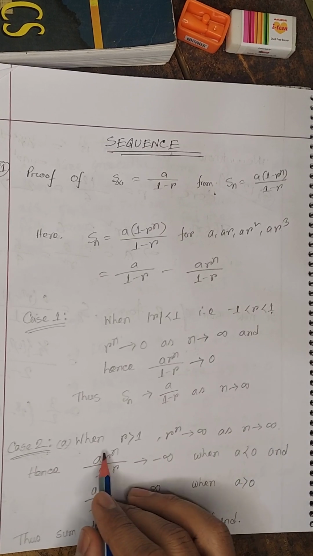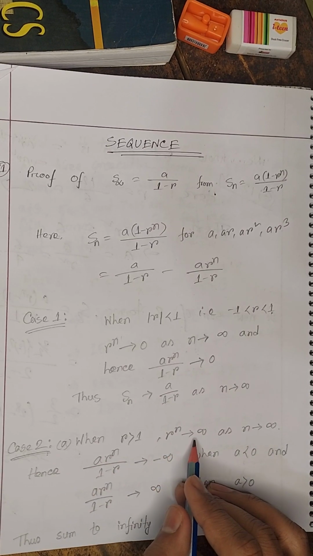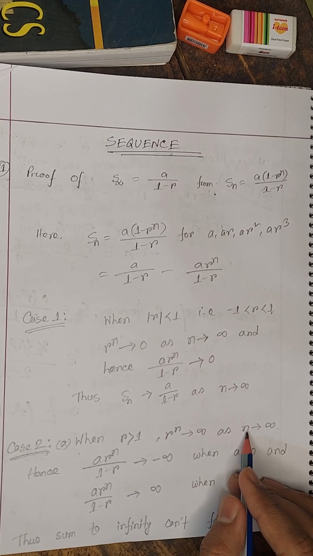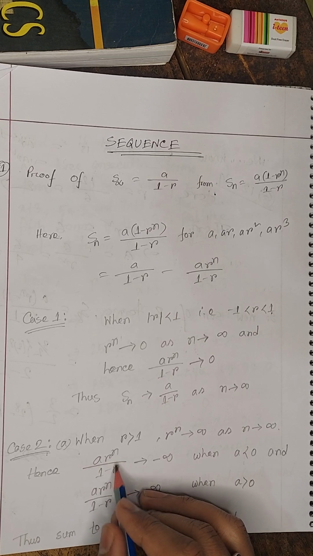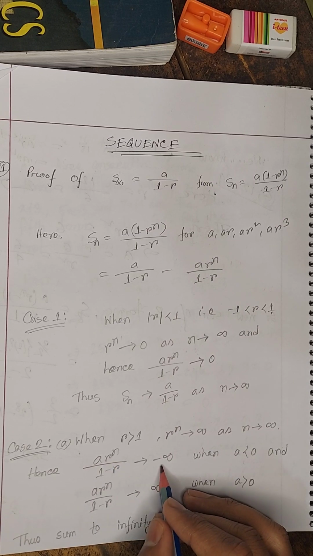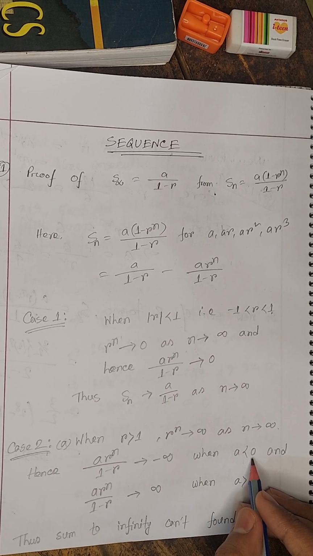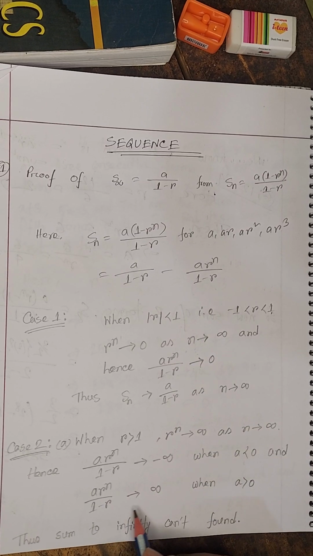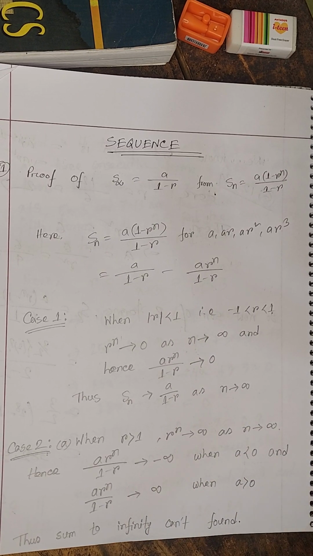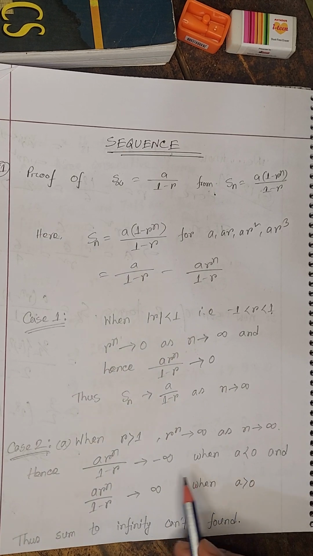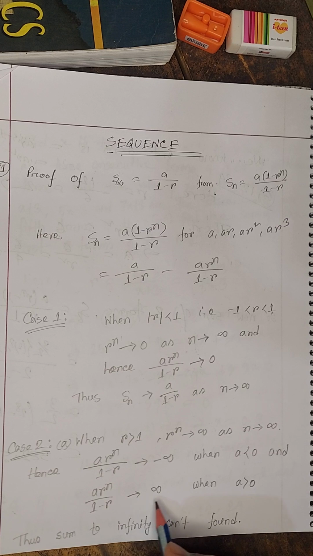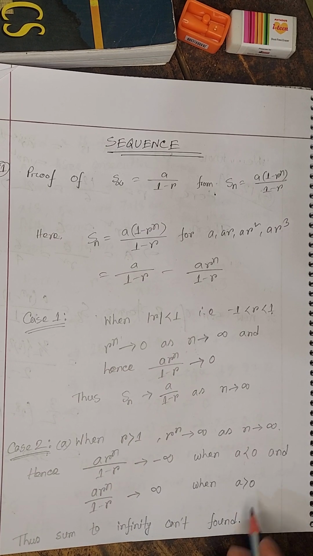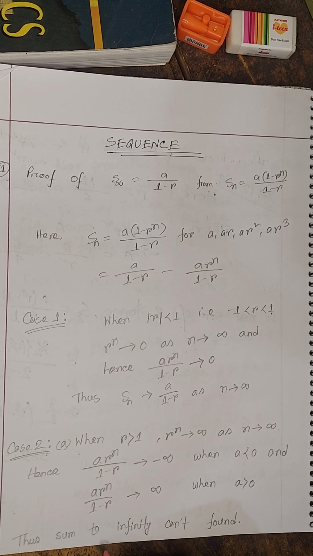Similarly for case 2, when r is greater than 1, r to the power n tends to infinity as n tends to infinity. Hence ar to the power n divided by 1 minus r tends to minus infinity when a is less than 0, and this expression tends to infinity when a is greater than 0. That means this expression tends to minus infinity when a is less than 0, and it tends to positive infinity when a is greater than 0. Thus the sum to infinity cannot be found.